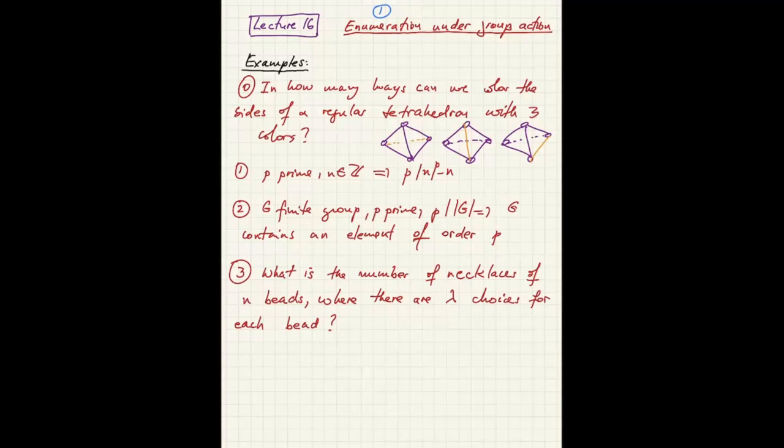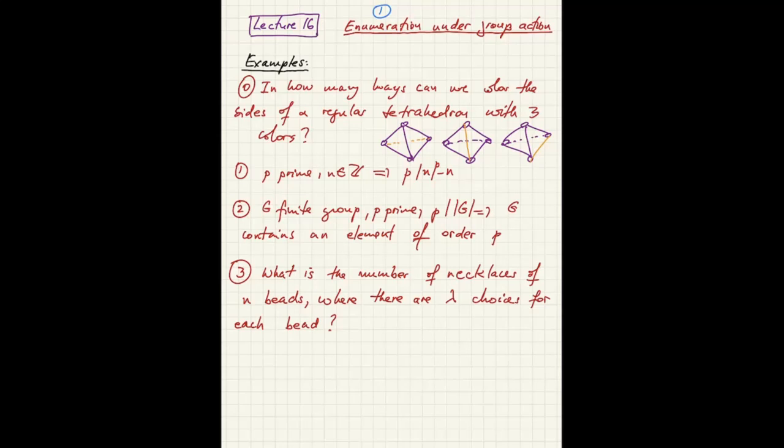Before we start the formal definitions and results, let's just go over some examples that may seem unrelated to each other, but which, as we'll see later, will involve this method. In example 0, the question is, in how many ways can we color the 6 sides of a regular tetrahedron with 3 colors? Of course, the 3 colors can be changed to whatever number of colors you wish.